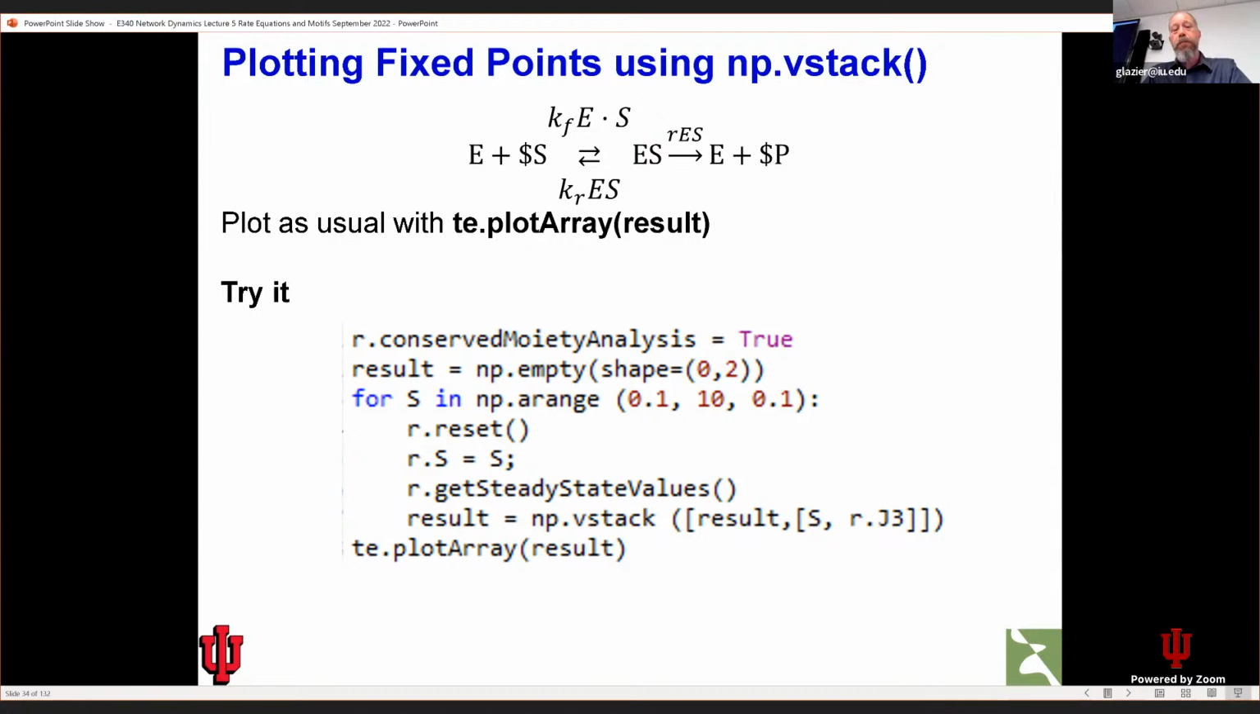Again, the principle of operation here is that we create an empty space to put our array. We iterate over the parameter. We have to remember to do a reset. Some people in Herbert's problem did a reset, and some people didn't.